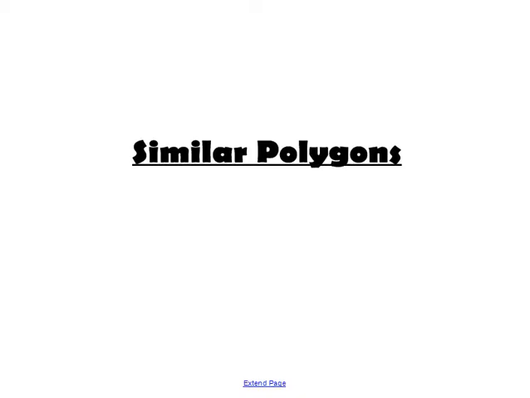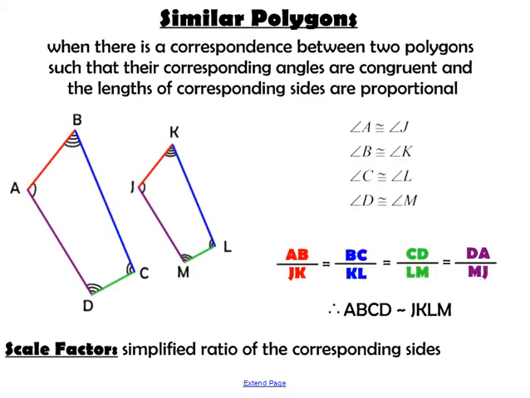Similar polygons. We can say that two polygons are similar when there is a correspondence between the two polygons such that their corresponding angles are congruent and the lengths of their corresponding sides are proportional.